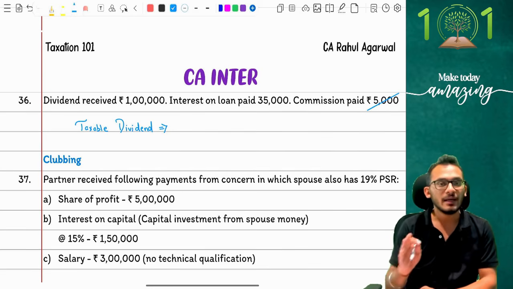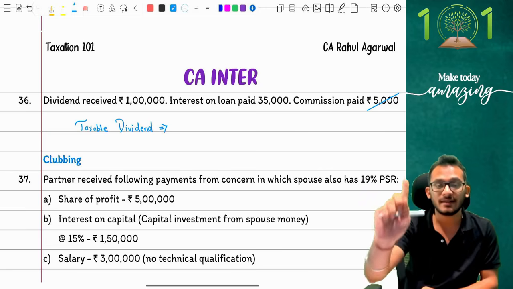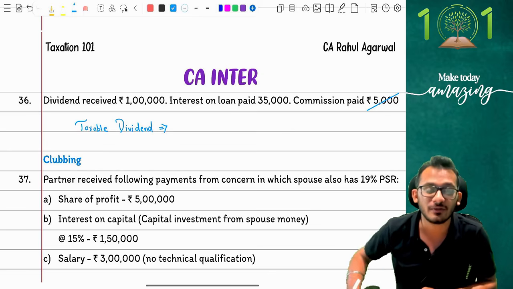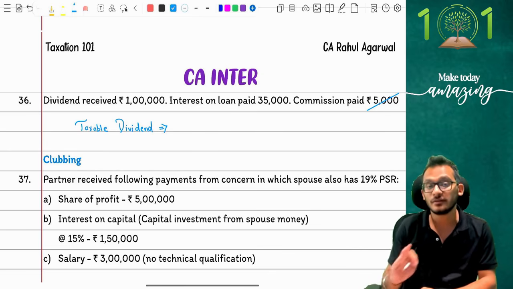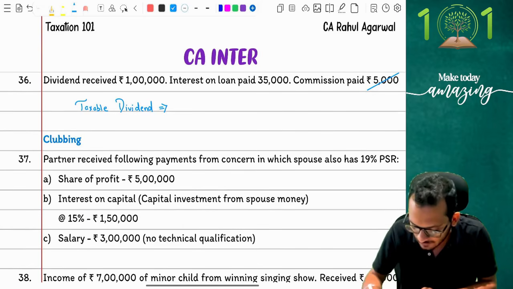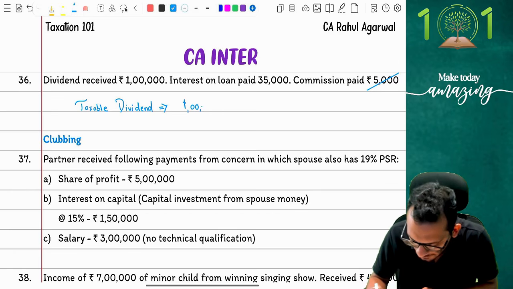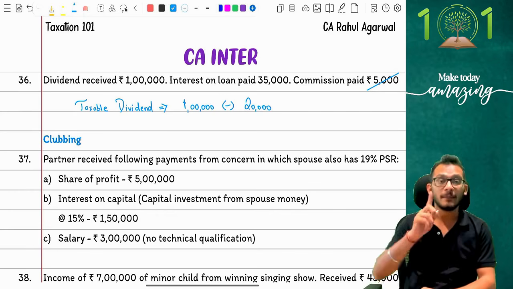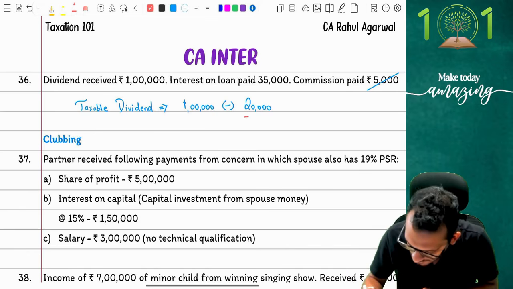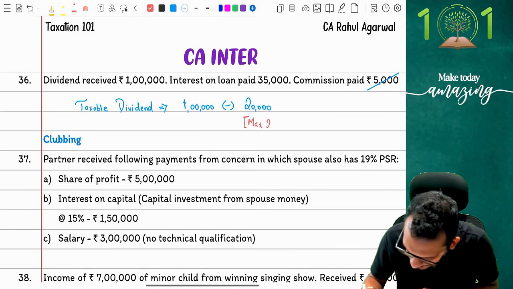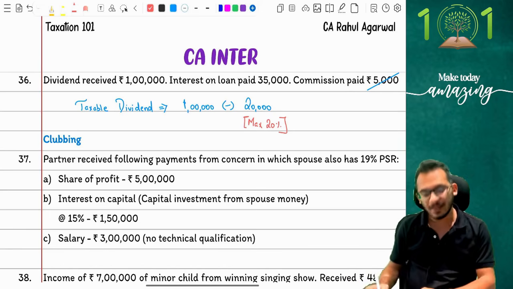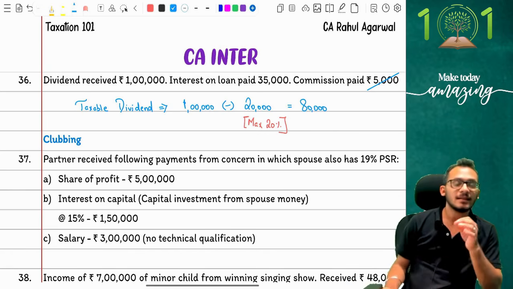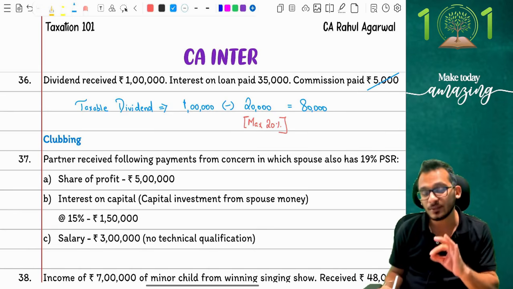Coming to the interest part, income tax says the maximum you can claim as interest deduction is 20% of the dividend income. You cannot claim an interest deduction of more than 20% of dividend income. So you have to restrict it to 20%. Taxable dividend is going to be 1 lakh rupees which I received, minus only 20,000 rupees which I can claim, because the restriction is maximum 20%. That gives the taxable amount as 80,000 rupees, and that's how the answer will look. Be extremely careful on this to make sure that you get the right answers.